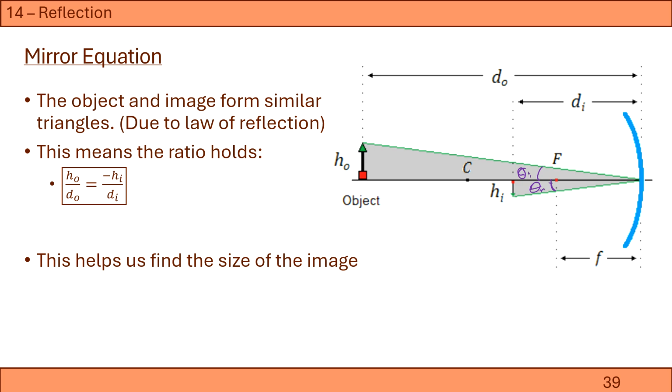So for example, this vertical one and this horizontal distance: h_o, the height of the object, and d_o, all the way to here, is the object distance. That ratio, h_o over d_o, is going to be equal to h_i, the image height, over d_i, the image distance. And so that's how similar triangles help us form these little ratios. This particular ratio could help us find the size of an image and see how high it is based on how far the image is.